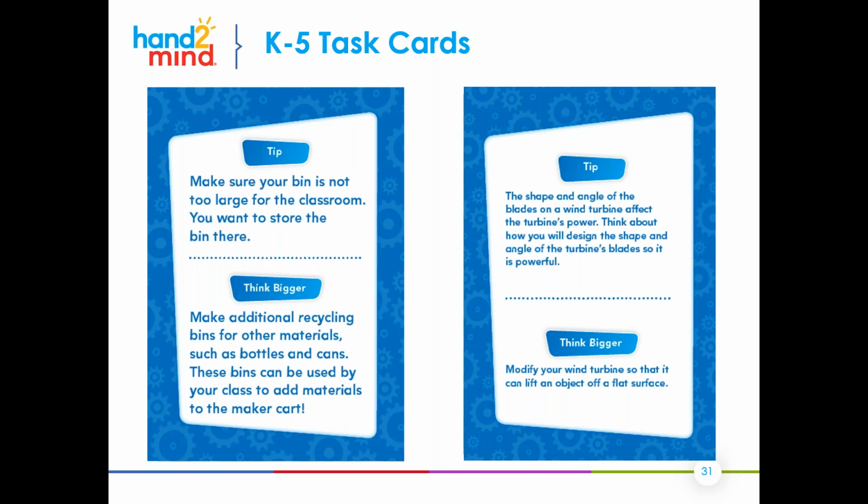For the wind turbine, the tip is the shape and angle of the blades on a wind turbine affect the turbine's power. Think about how you will design the shape and angle of the turbine's blades so it is powerful. And then the think bigger is modify your wind turbine so that it can lift an object off a flat surface.